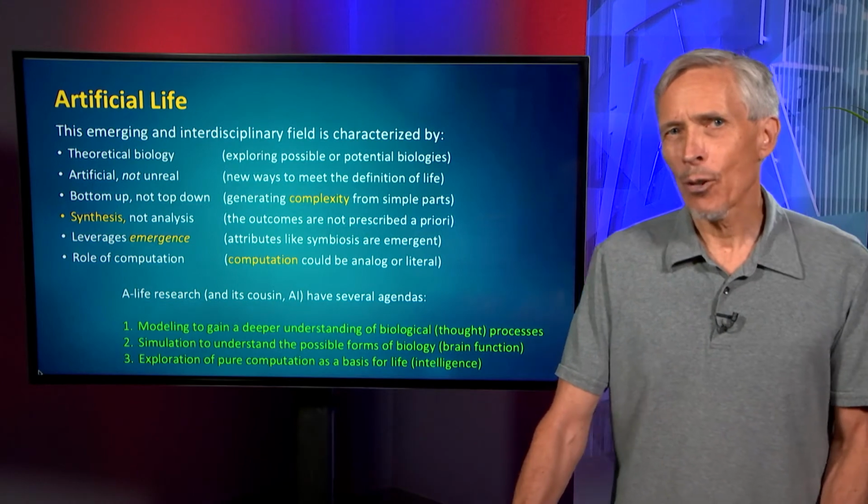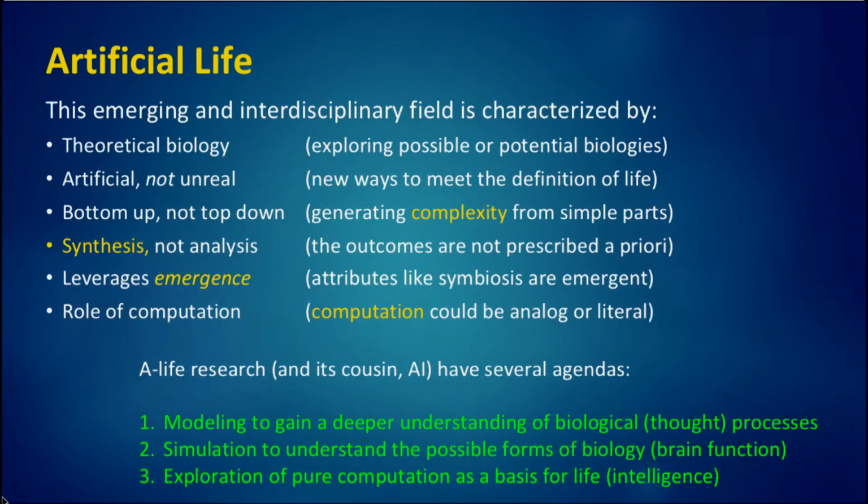And finally, it gives centrality to the idea of computation. The idea that the computation that life's processes occur on Earth could be analog or literal and could occur in very different ways. So artificial life research and its cousin, artificial intelligence, which is making heavy progress in the current era, have several agendas. One is to gain a deeper understanding of our biology. The other is to understand how strange biology might be in other examples. And the third is to explore the role of pure computation as a basis for life and intelligence.